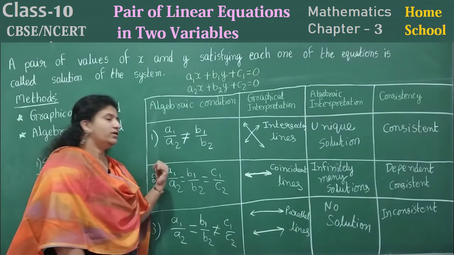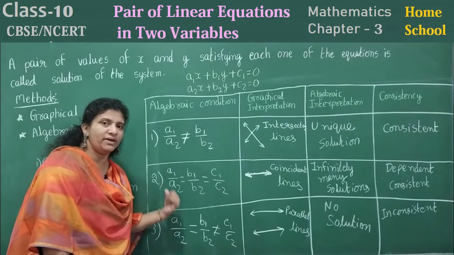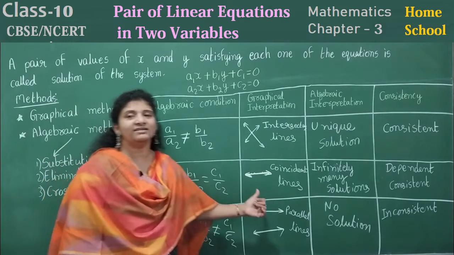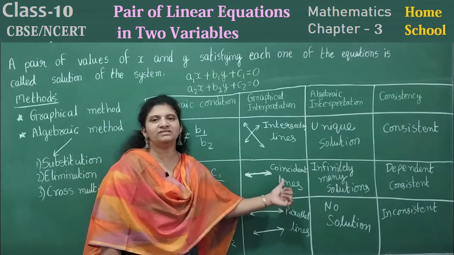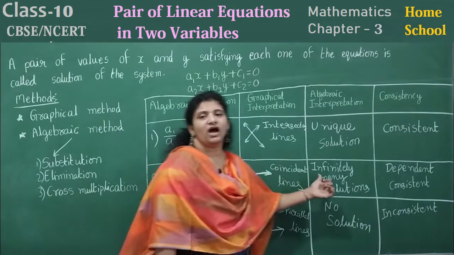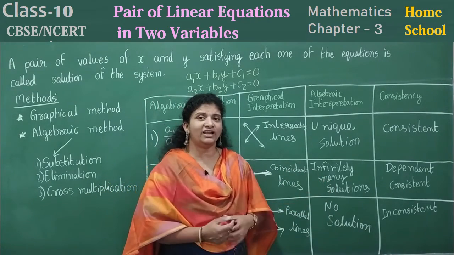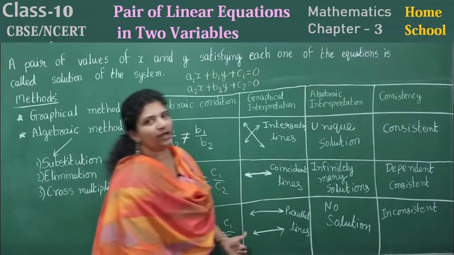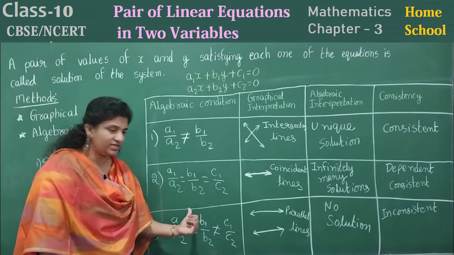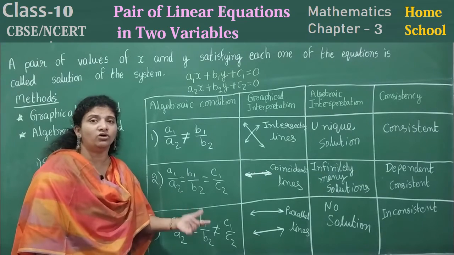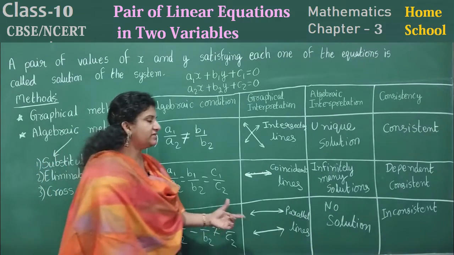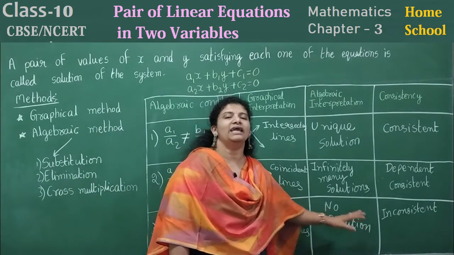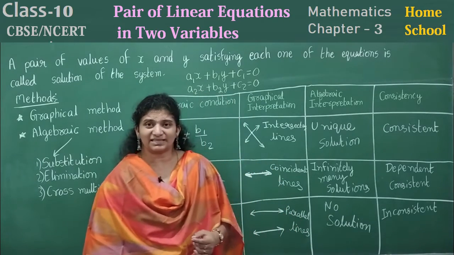Suppose the three ratios are equal, that is A1 by A2 equal to B1 by B2 equal to C1 by C2. Then the lines are coincident. That means coincident lines. How many solutions will it have? There are infinitely many solutions, and they are dependent or consistent. Coming to your third case, A1 by A2 is equal to B1 by B2 is not equal to C1 by C2. Then the two lines are parallel and there is no solution and they are inconsistent. Okay, let's see the examples now.